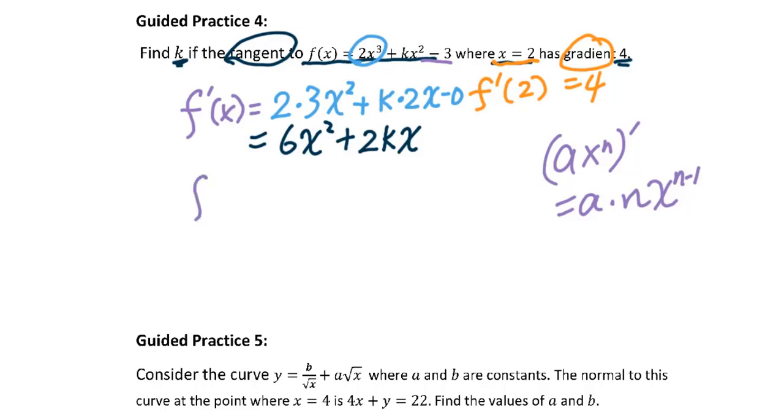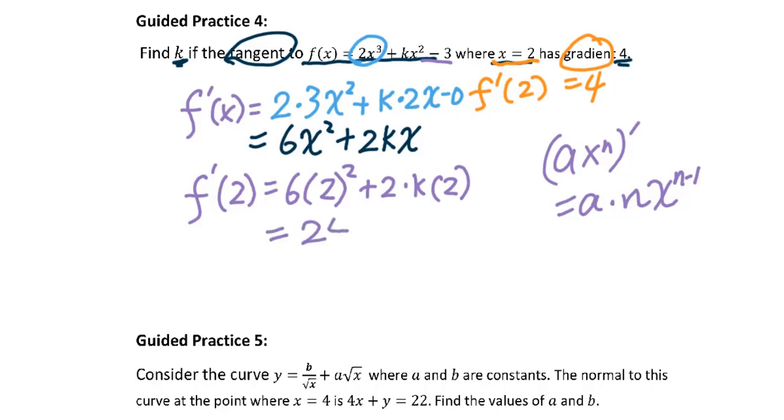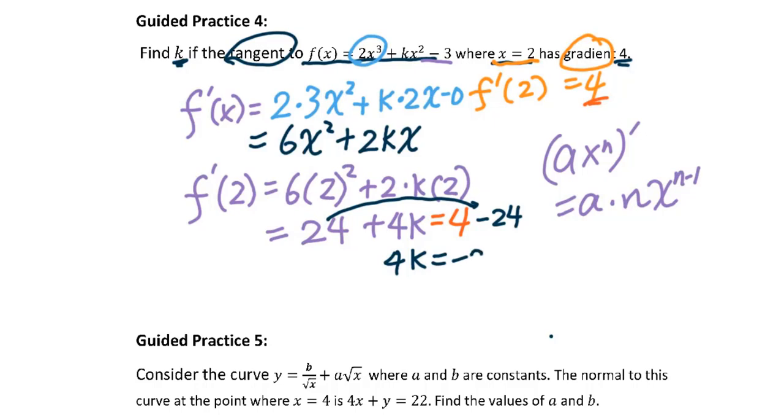Then we substitute 2 into this x. You will get 6 times 2 squared plus 2 times k times 2, which equals 24 plus 4k. We will set this equal to 4. Then we solve this equation for k. 4k equals, we cross 24 over here, that's minus 24, so you get negative 20. K equals negative 5.